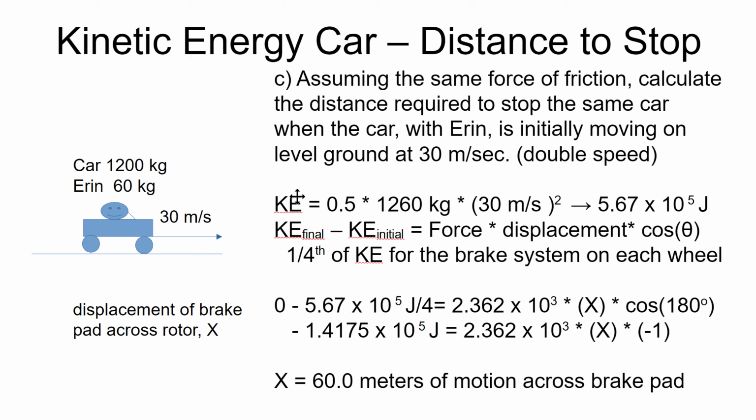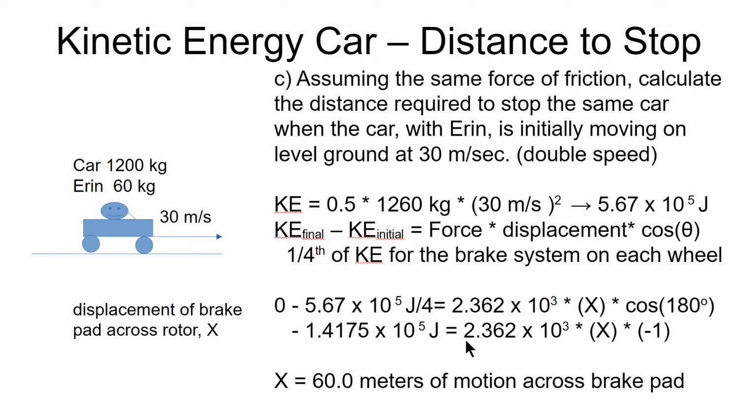Well, the kinetic energy now is different. We're up to 30 meters per second instead of 15. So 5.67 times 10 to the fifth joules. And this 1260, that's the mass of the car plus the mass of Aaron. So 1/4 again of that kinetic energy for each wheel, each brake system on each wheel. So taking this total kinetic energy divided by 4, we use the same force of friction. Now I'm keeping this extra digit in that intermediate result I had earlier, so I get a little bit more accurate number for x, the displacement.